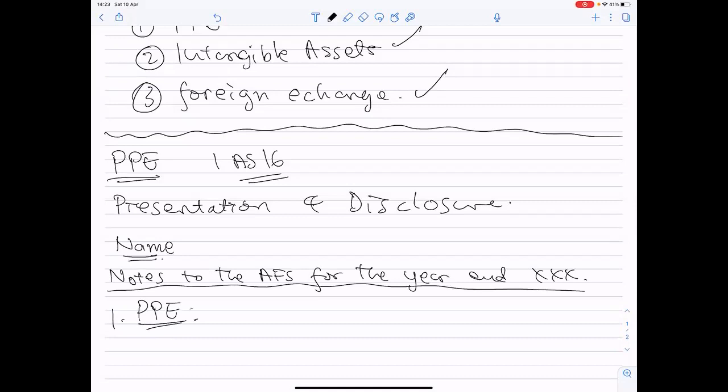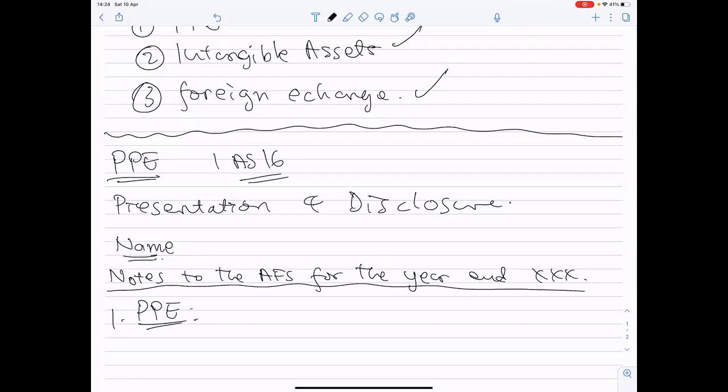Now, if they say prepare the notes to the annual financial statements, that is UNISA for you, and you don't disclose, even if your calculations are correct, you get zero because you did not answer the question. Do you understand? So in this module, I will teach you how to do it fast when you're given a question, and the easiest way that you can do when you're preparing your notes to the annual financial statements. So you need to prepare the template first before you do your calculations.